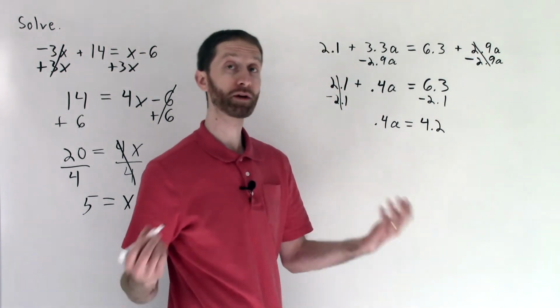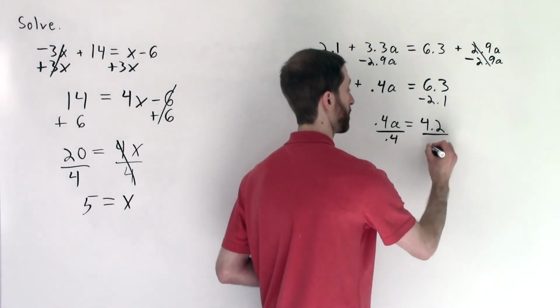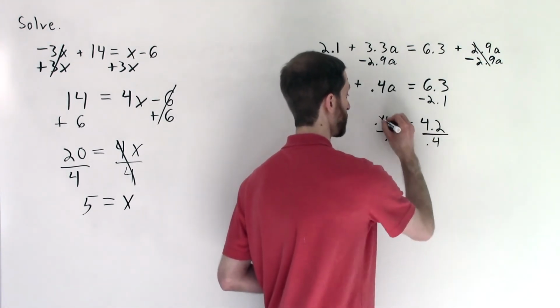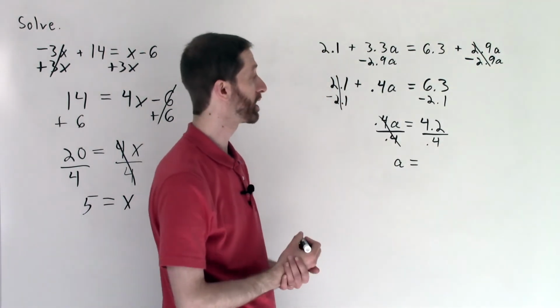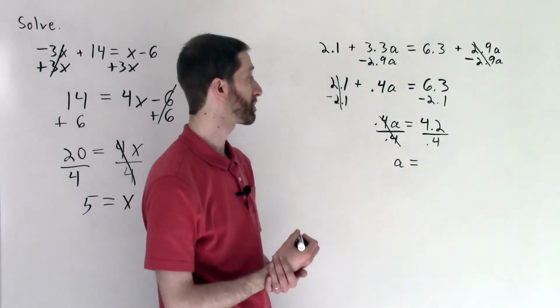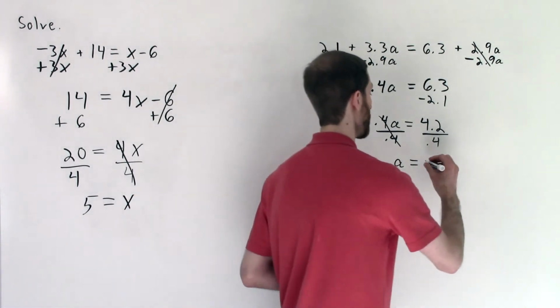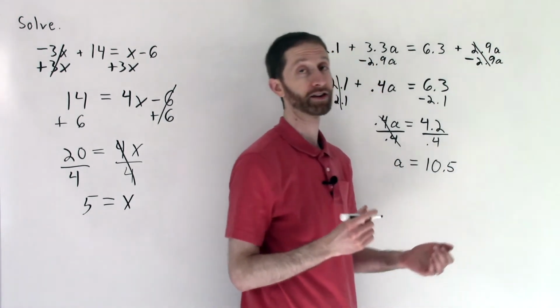Now we want to undo 0.4 times a, so we divide by 0.4 on both sides. And we're left with the fact that the a is now isolated, which is what we wanted, and 4.2 divided by 0.4, you can either do that with a calculator, do that with some mental math, however you want to do it, you end up with 10.5. And that is your answer.